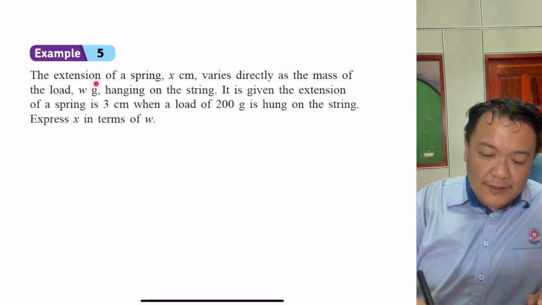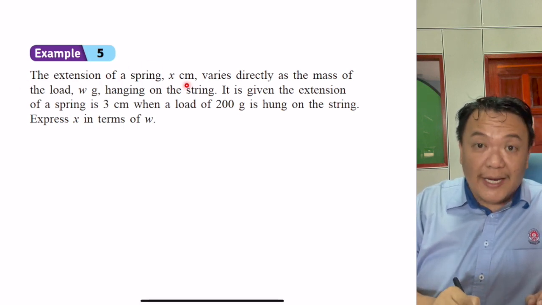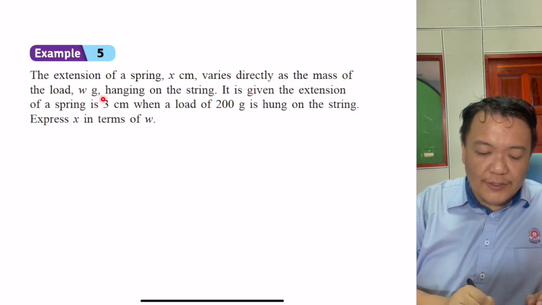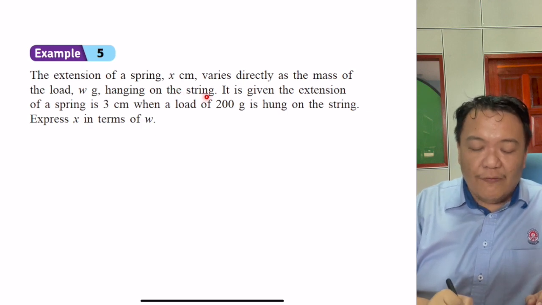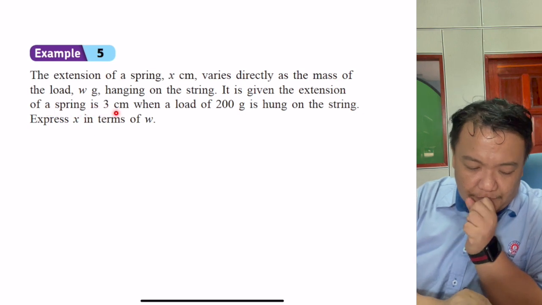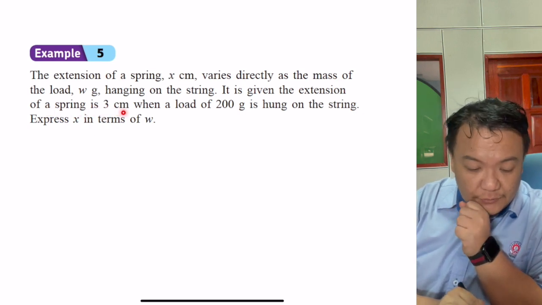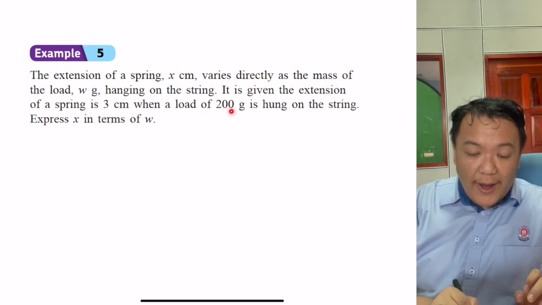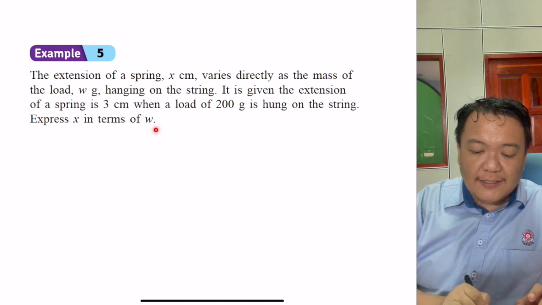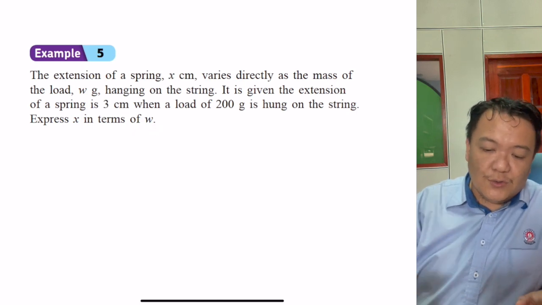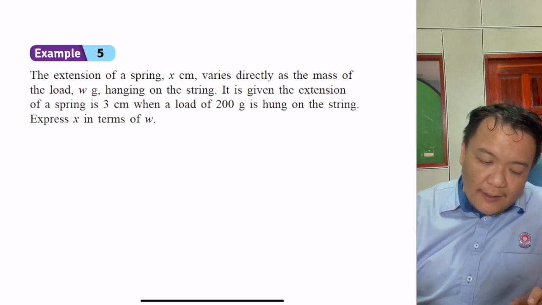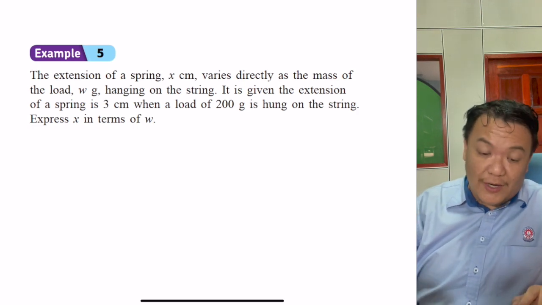Okay. So the extension of a spring x centimeter varies directly as the mass of the load w gram hanging on the string. Okay, it is given the extension of the spring is 3 centimeter when a load of 200 gram is hung on the string. Express x in terms of w. Okay, so apa yang awak kena buat dahulu, okay, you need to write the information that you get from the question.